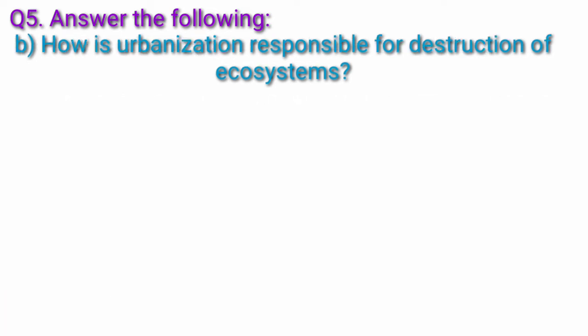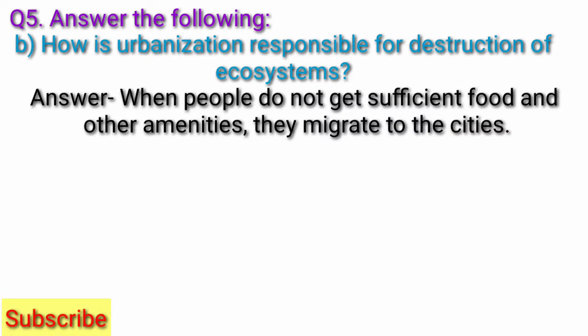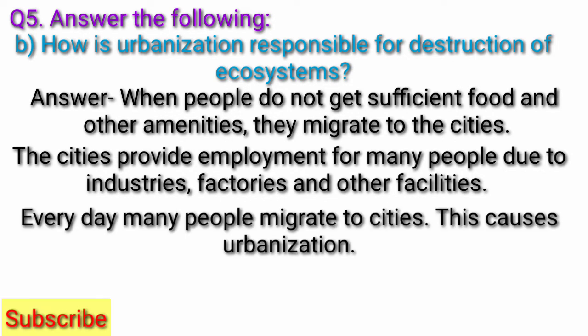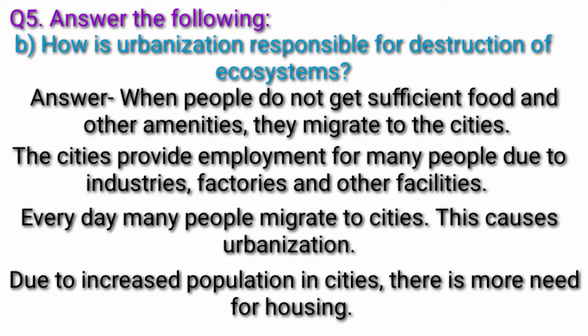Question B. How is urbanization responsible for destruction of ecosystems? Answer. When people do not get sufficient food and other amenities, they migrate to the cities. The cities provide employment for many people due to industries, factories, and other facilities. Every day, many people migrate to cities. This causes urbanization. Due to increased population in cities, there is more need of housing.